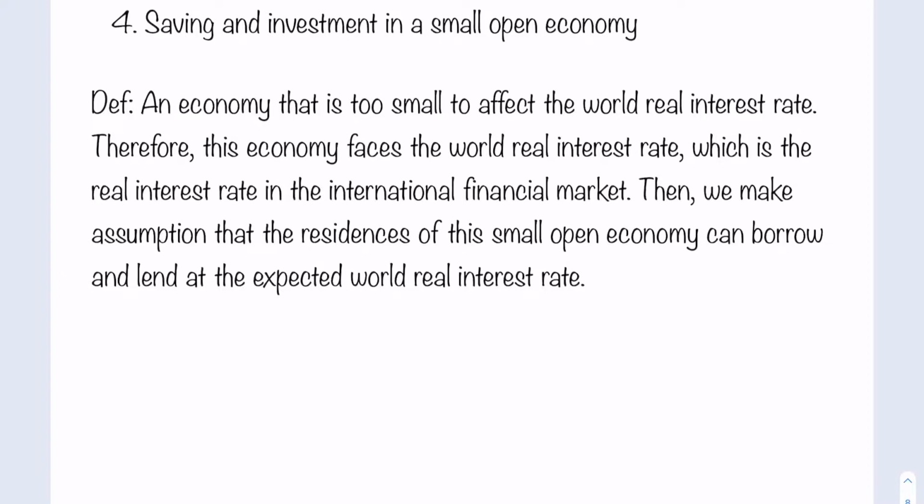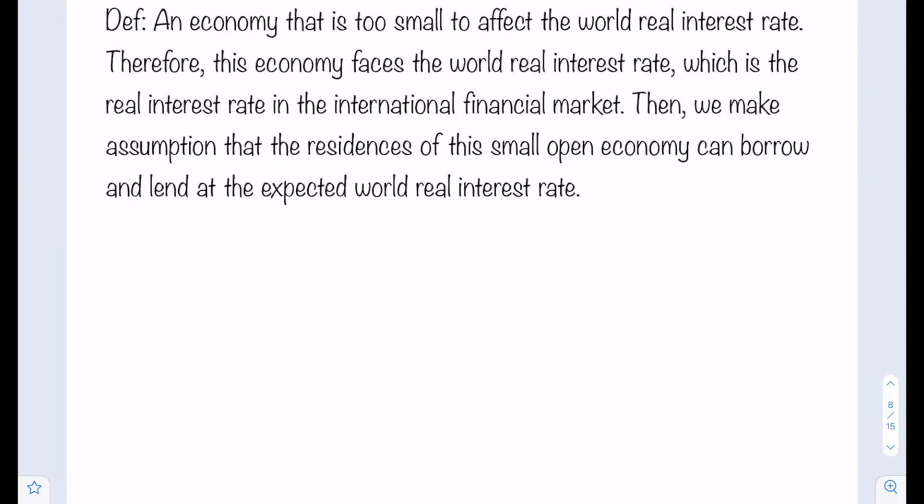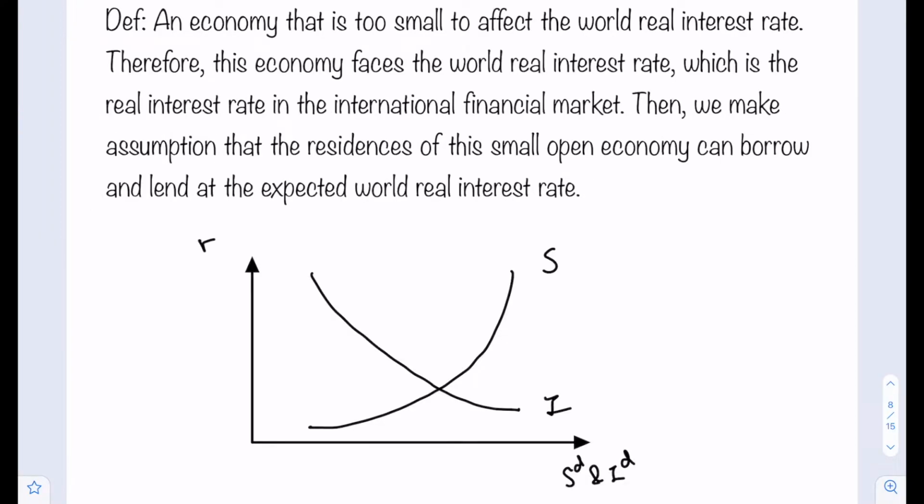So now let me draw the goods market equilibrium under such a case. Similar to what we had before, when we want to come up with the saving and investment equilibrium for an economy, we draw a diagram where the vertical axis is R, the real interest rate, and the horizontal axis is the saving and investment desired. The saving curve slopes upward because when the real interest rate is higher, people prefer to save more. The investment curve slopes downward because when the real interest rate is higher, people prefer to invest less.